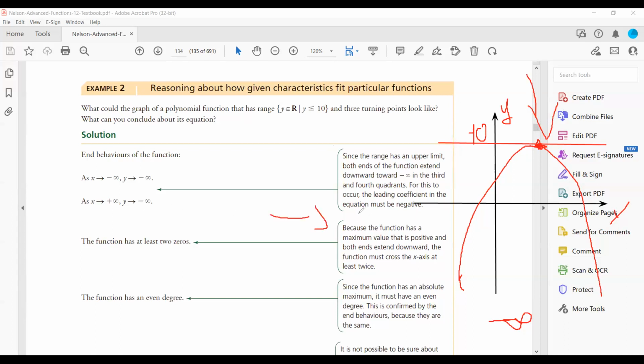Here's the explanation from the book: because the function has a maximum value that is positive and both ends extend downward, the function must cross the x-axis at least twice. Are there any questions about this property, Yasser? Okay.